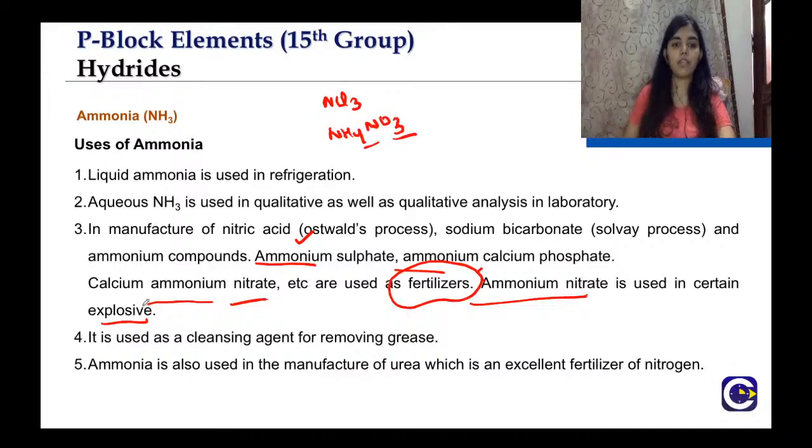Also ammonia is used as a cleansing agent for removing grease. Ammonia is also used in the manufacture of urea, which is also an excellent nitrogen fertilizer. So what is the formula of urea? NH2CONH2.